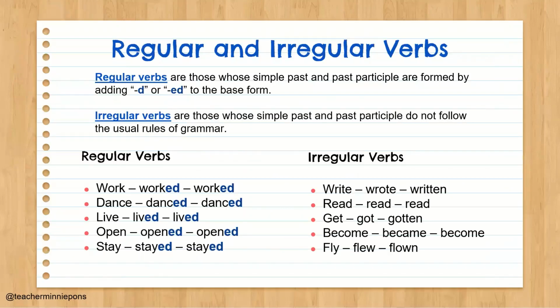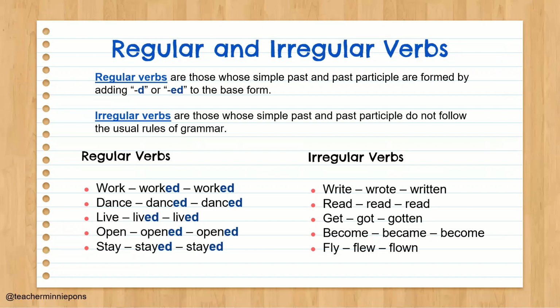Regular and irregular verbs. Regular verbs are those whose simple past and past participle are formed by adding D or ED to the base form. Irregular verbs are those whose simple past and past participle do not follow the usual rules of grammar.